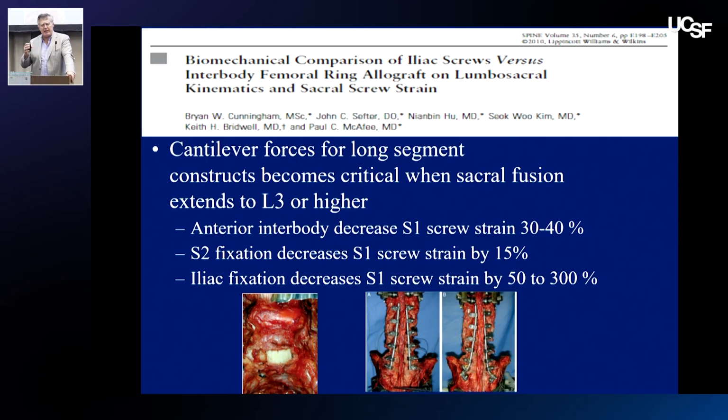This is an important study to have in mind. Brian Cunningham took a look at what happens with a long fusion to the sacrum, and showed that the strain on the S1 screw, when you're at L3 or higher, significantly increases. And specifically what he showed is that using an ALIF will reduce the strain on S1 by about 30 or 40%. But we think that strain on S1 is why we get screw loosening and why we get loss of fixation and non-unions. Reducing strain is why we use pelvic fixation.